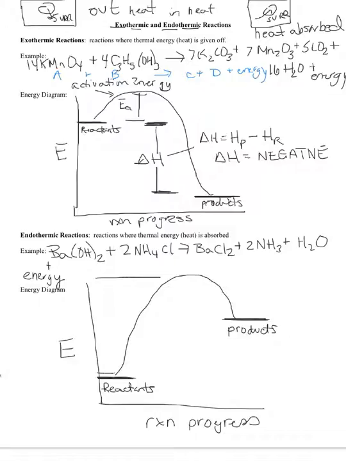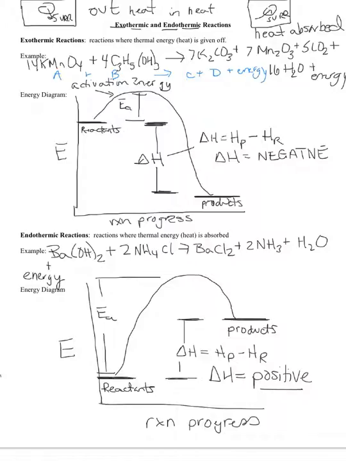Some things they have in common: they still have activation energy. We still have energy that's required to get up that hill, to get the reaction to start producing products. And delta H is still found the same way, by taking the heat of the products and subtracting the heat of the reactants. In this case, you have a larger amount of energy in your products compared to the reactants, so delta H for endothermic reactions is a positive number. Energy was being absorbed from the surroundings, so our products have a higher potential energy than our reactants do.